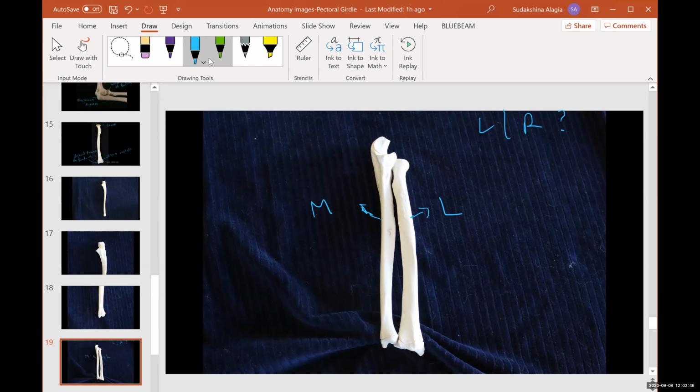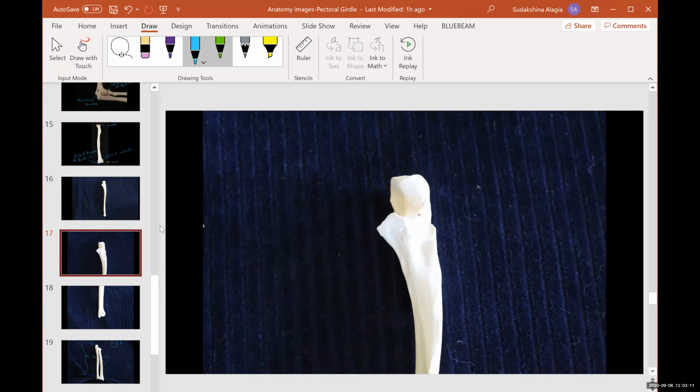Is this left or right? Medial is to the midline, meaning this is where your torso will be. This is where the humerus will be. Left or right? Left, exactly. Always think that way. This helps you again build your understanding.